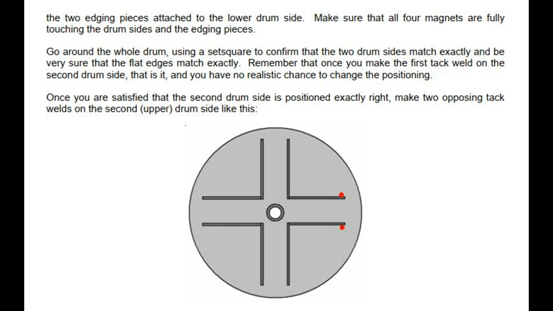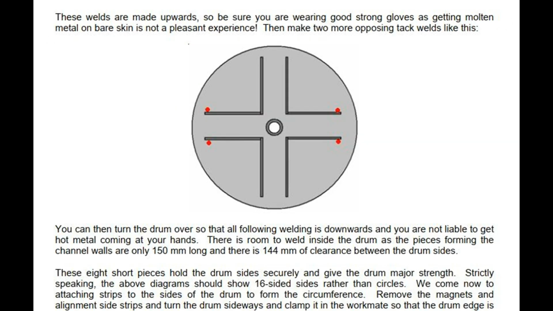Remember that once you make the first tack weld on the second drum side, that is it, and you have no realistic chance to change the positioning. Once you are satisfied that the second drum side is positioned exactly right, make 2 opposing tack welds on the second, upper, drum side like this. These welds are made upwards, so be sure you are wearing good strong gloves, as getting molten metal on bare skin is not a pleasant experience. Then make 2 more opposing tack welds like this. You can then turn the drum over so that all following welding is downwards and you are not liable to get hot metal coming at your hands.